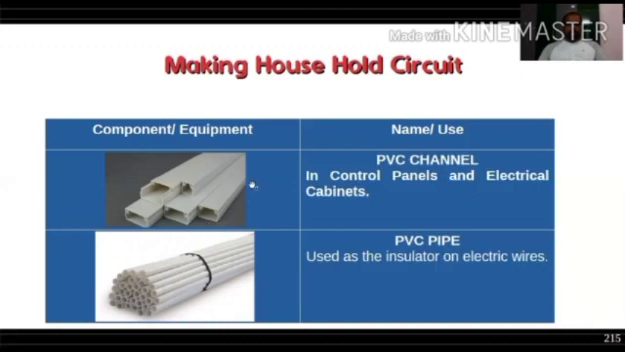PVC channels are used in control panels and electric cabinets. PVC pipes are used as the insulator on electrical wires. Wires are passed through these PVC pipes, so it acts as an insulator.